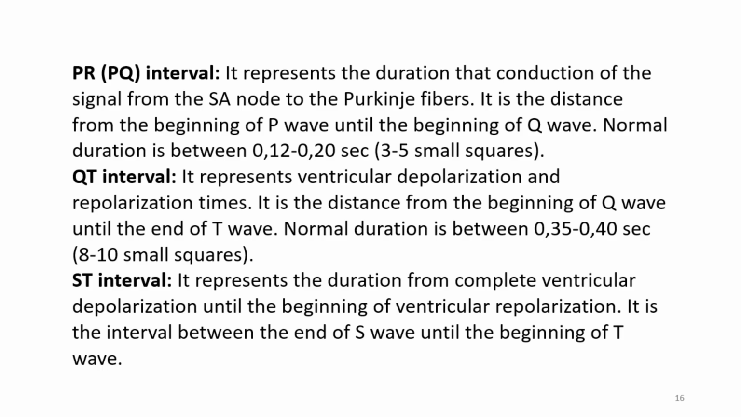So PR interval represents the duration of conduction of the signal from the sinoatrial node to the Purkinje fibers. It is the distance from the beginning of P wave until the beginning of Q wave. Normal duration is between 0.12 to 0.20 seconds.